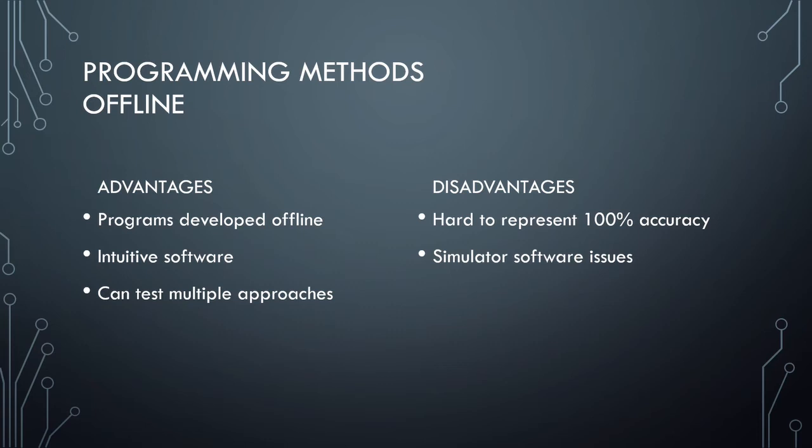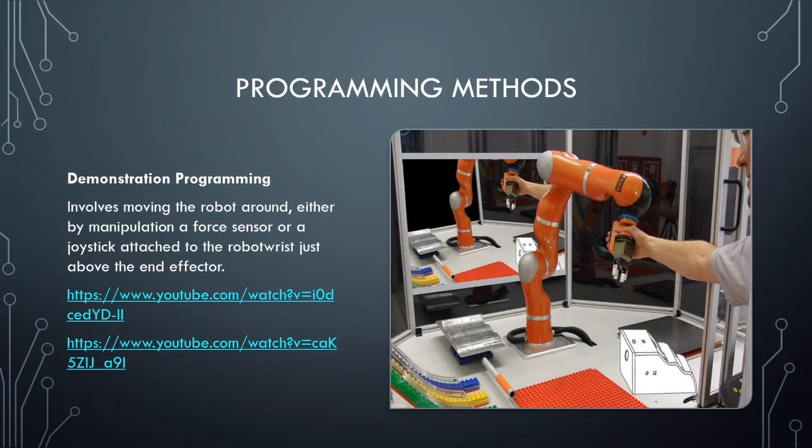But altogether, this is much more efficient. It can be a lot easier and a lot faster than using a teach pendant. The next programming method is a little unique. This one's really interesting. It's called demonstration programming. So this involves physically moving the robot around, it could be using a force sensor or a joystick attached to the robot. And so you're manipulating the robot into the exact position that you want.